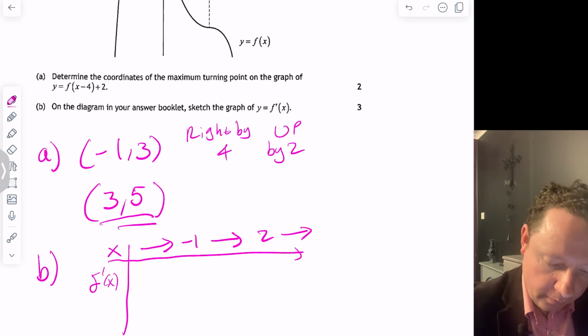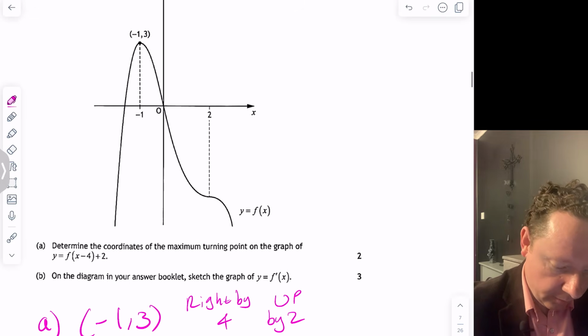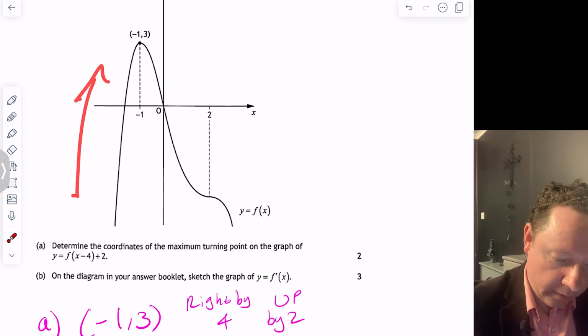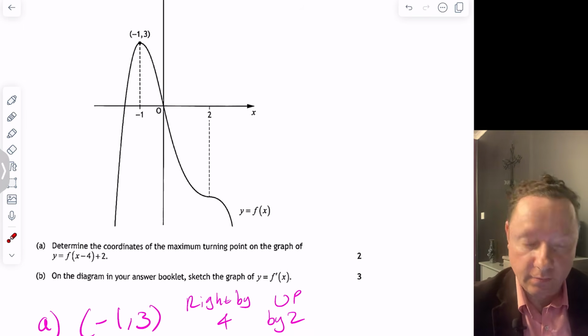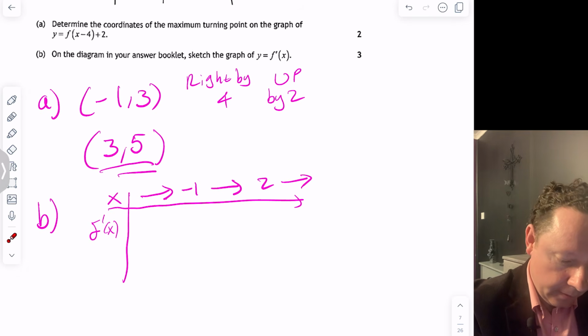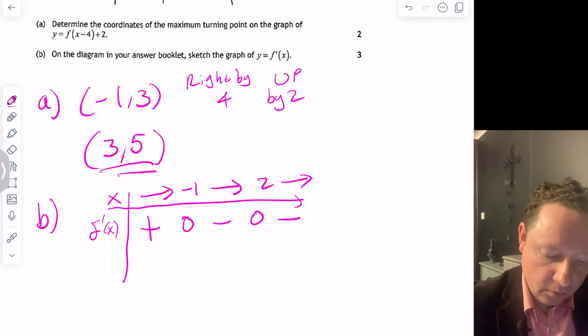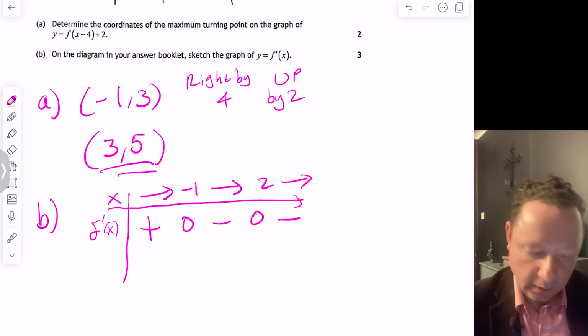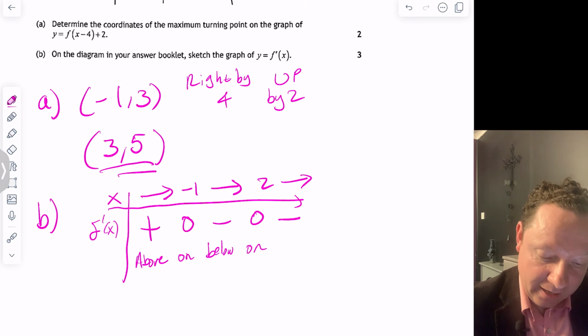And then we go along. And then we just examine what happens before and after this turning point. So checking my graph. I'm going up the way, so that's positive. Then I'm going down, that's negative. And then I'm going down again, that's negative. So it's positive, negative, negative. So I can just write that. So the first one is positive, that's 0, negative, that's 0, and negative. So in terms of thinking about where I'm drawing this, I'm drawing that above the x-axis, on it, below it, on again, and then below.